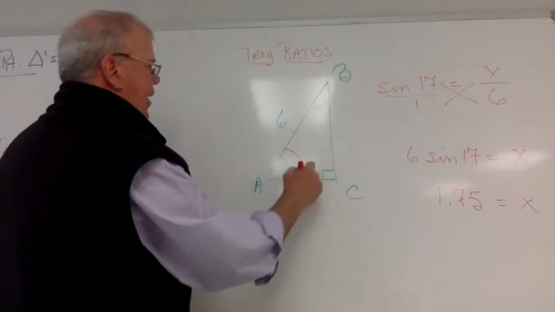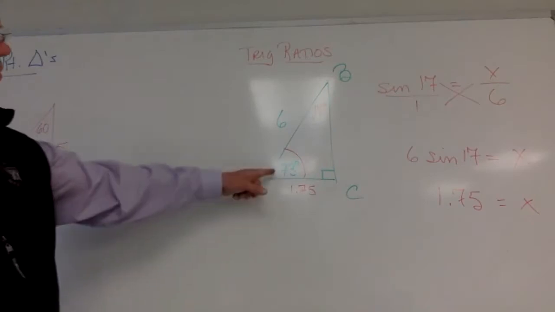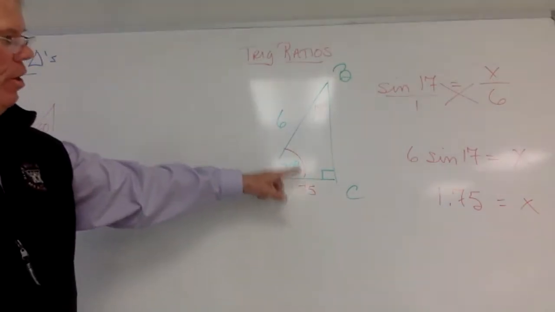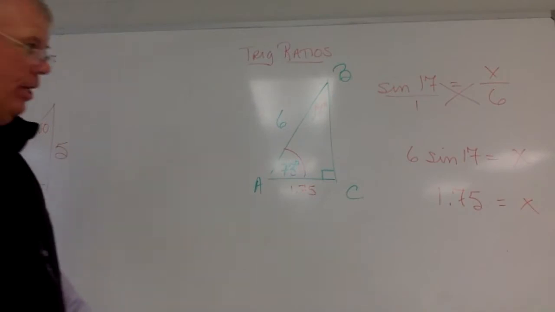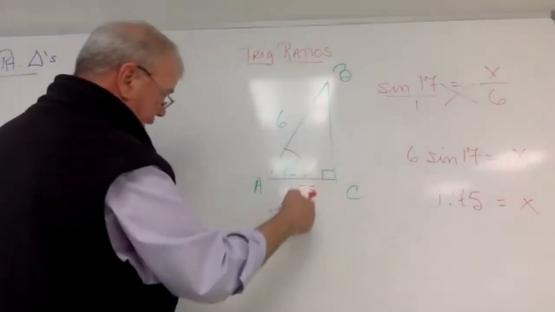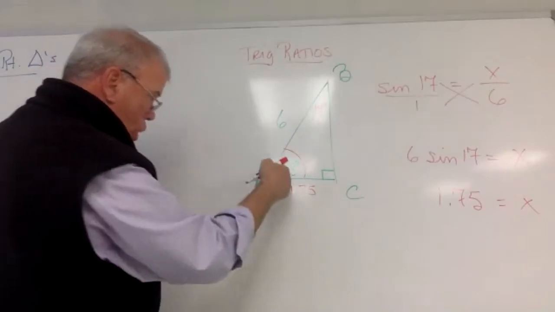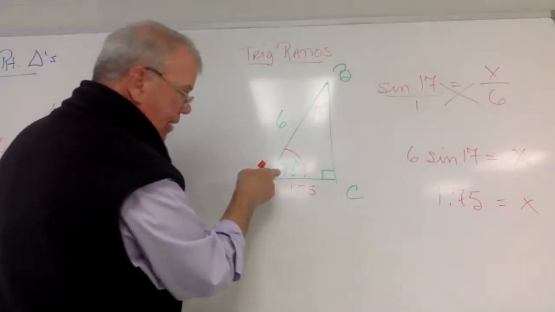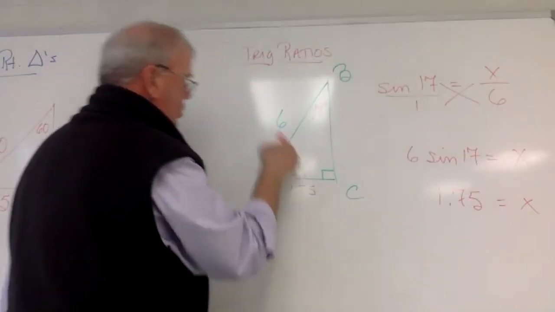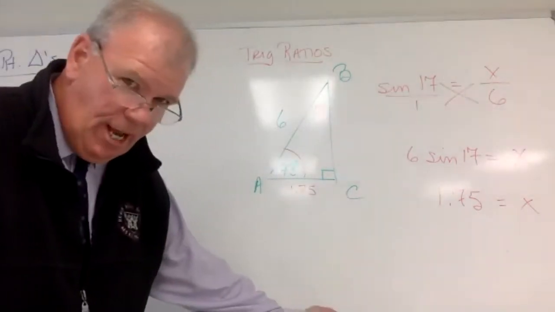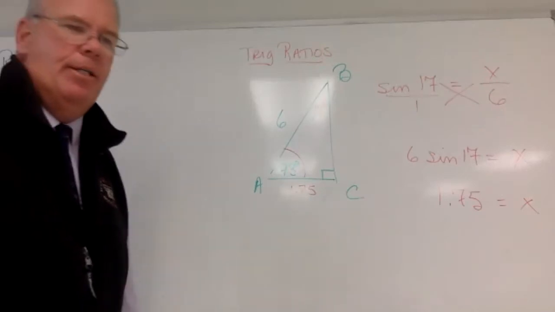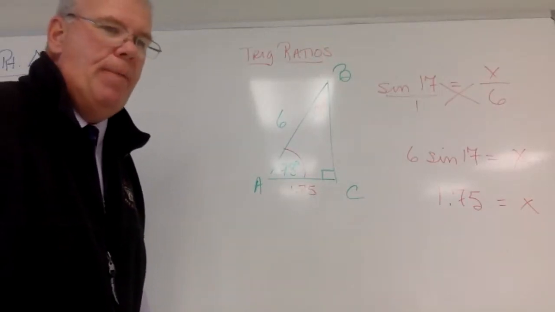What if I use this angle? What's the side over the hypotenuse? I can use the sine of 17, opposite over the hypotenuse, or I could use the cosine of 73 over that. What do you think you get? Same answer. You've got to get the same answer, right? Does that make sense? Yes, no, maybe?